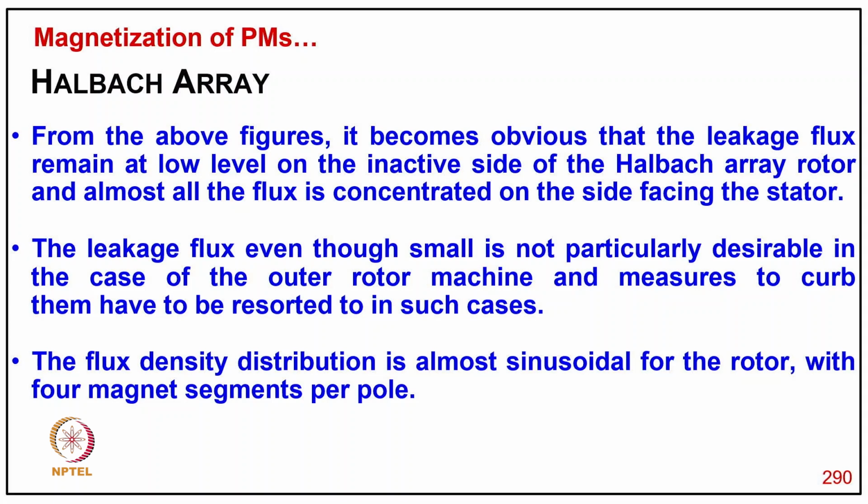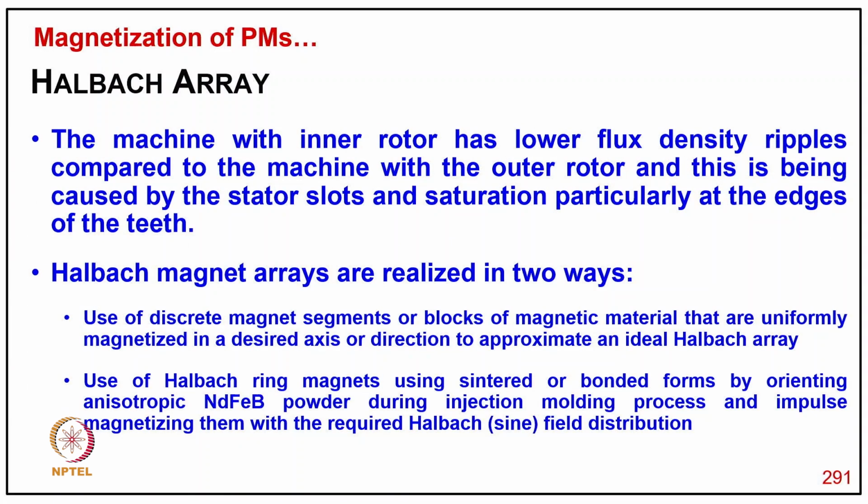So from the above figure, it becomes obvious that the leakage flux remains at a lower level on the inactive side of the Halbach array rotor, and almost all the flux is concentrated on the side facing the stator. Leakage flux, even though small, is not particularly desirable in the case of the outer rotor machine, and measures to curb it have to be restored in such cases. The flux density distribution is almost sinusoidal for a rotor with 4 magnet segments per pole. The machine with the inner rotor has a lower flux density level compared to the one with the outer rotor, and this is caused by the stator slots.